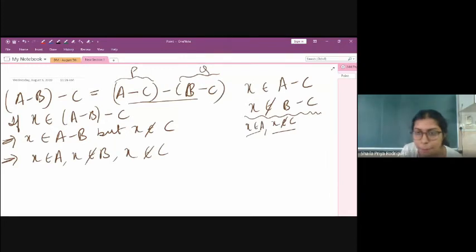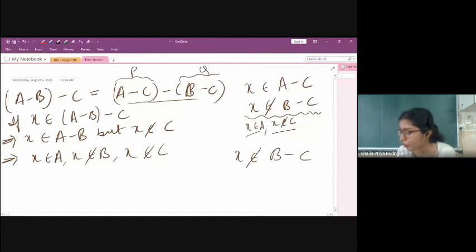Right? How do we get that? When do you say that x cannot be part of this set, the difference of two sets B and C? When do you say that x cannot be a part of B minus C? Look at the definition of the difference of two sets.